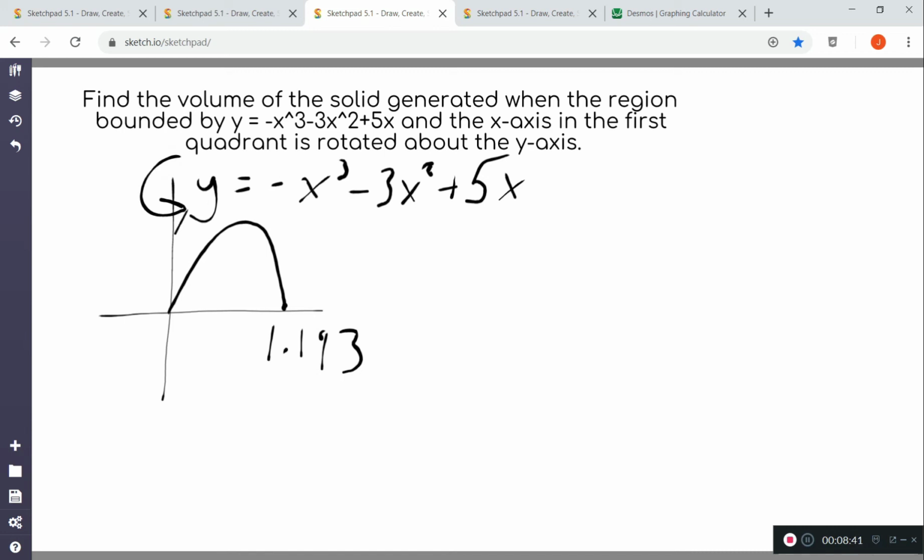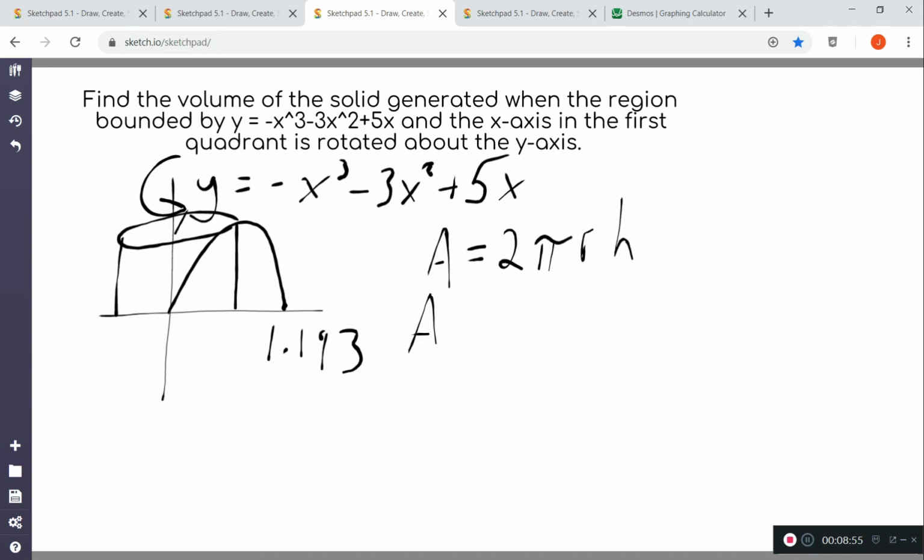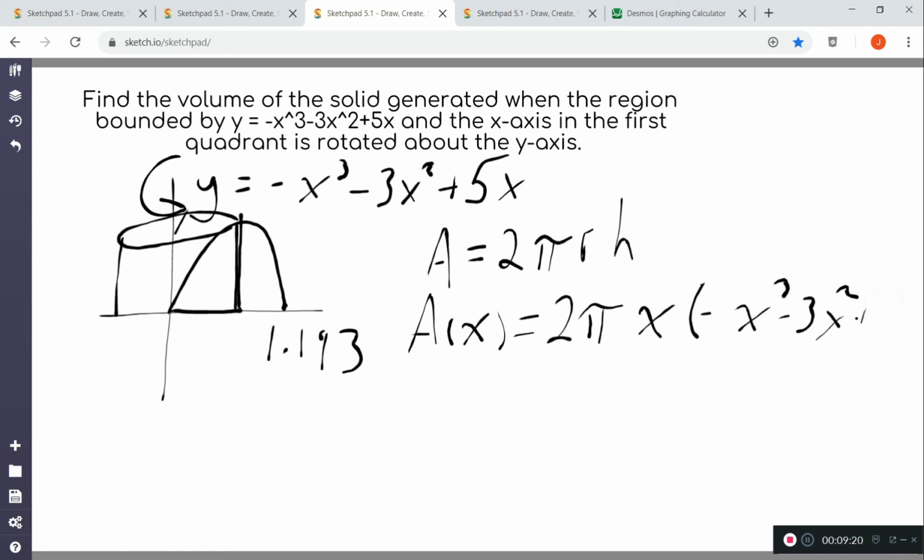So if we visualize our cylinder, we could pick any point. Our area is going to be 2 pi RH. So our area in terms of x is 2 pi. Again, the distance from the axis to any point of contact we can call x. And our height at that point would be defined by the curve. So the height there would be defined by the curve negative x cubed minus 3x squared plus 5x.